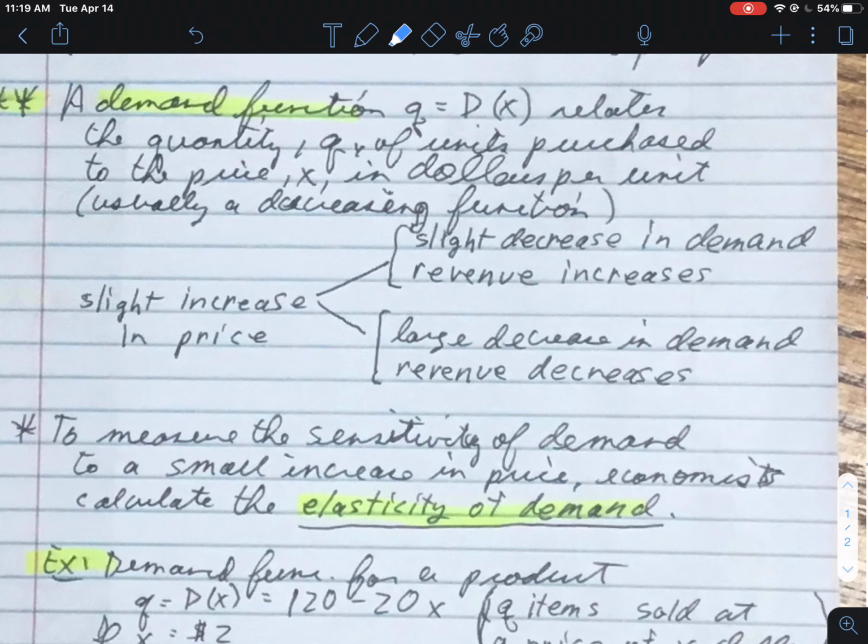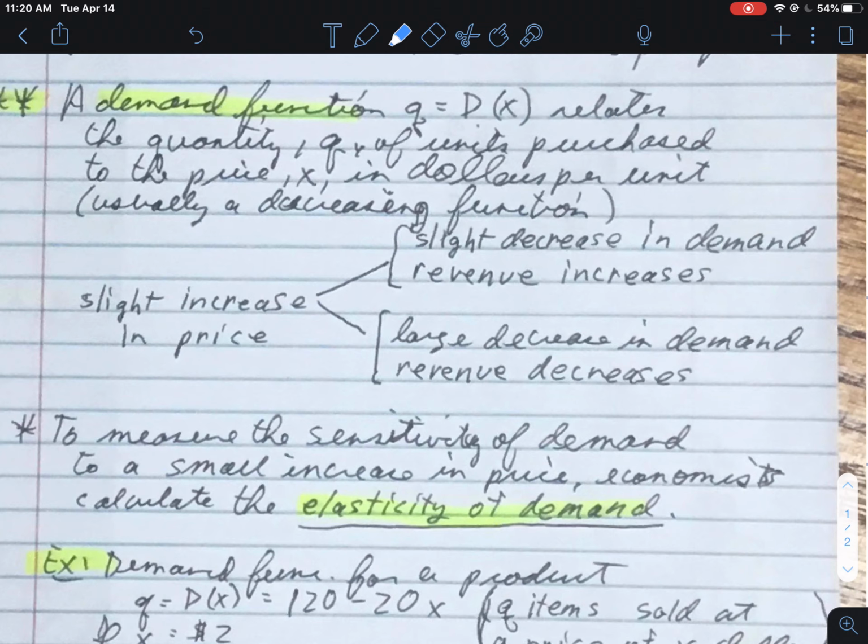A demand function. Now, we talked about demand functions in the last section. We called it a price function at that point, the price that's charged for the particular item and how much you would expect to sell at that price. There's different notations that are used here, so be careful. We call it Q or D of x. This is what we're calling a demand function. And it relates the quantity, that's the reason for the letter Q, the quantity of units purchased, to the price x in dollars per unit, or whatever the price happens to be. It doesn't necessarily have to be dollars, but most of the time that is the case.